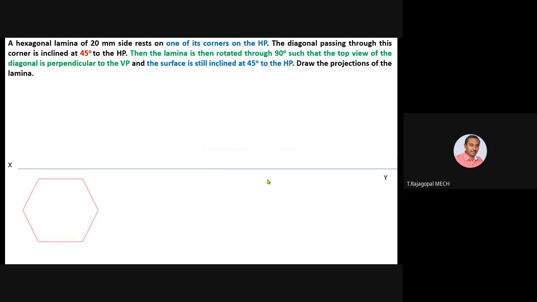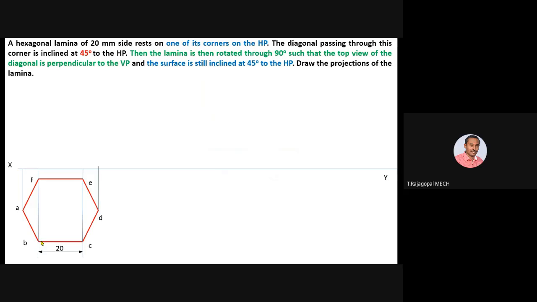First you draw the hexagon. You know how to draw the hexagon with 60 degree inclination from the beginning base edge. After completing the hexagon, what is the size of the hexagon? It is a lamina of 20 mm side. So you can fix that and name it; you can start wherever you like. But since I fixed corner A on HP, I started from there: A B C D E F, with 20 mm as the side.